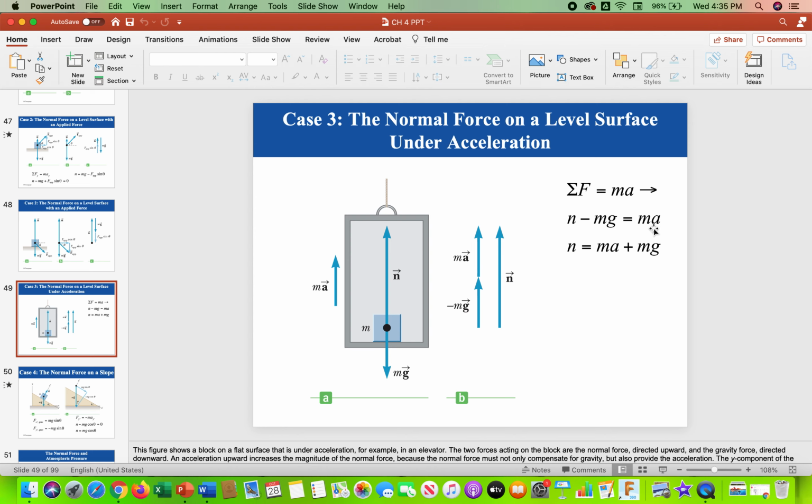So the normal force is simply a force existing between two surfaces, and a lot of times we see that it's just something sitting on a flat surface. The normal force is just balancing the gravity force.